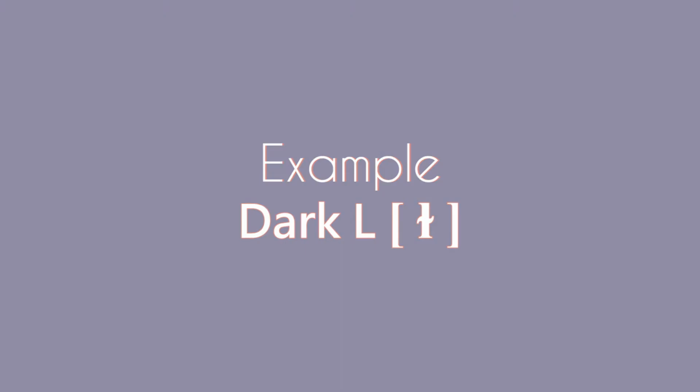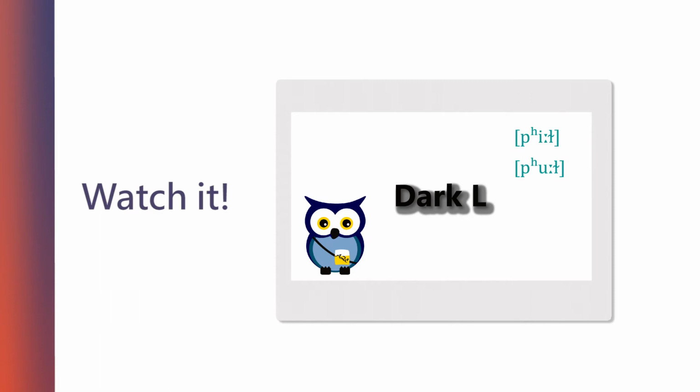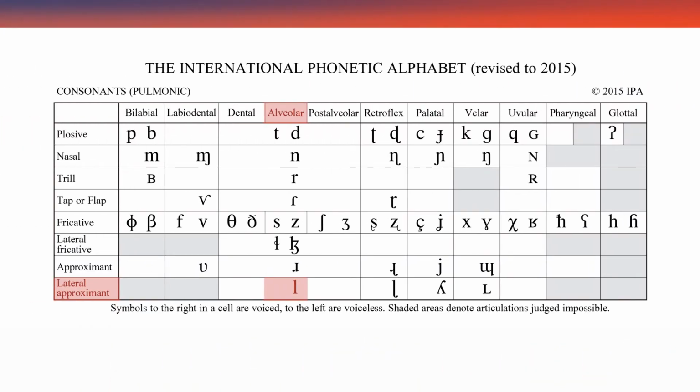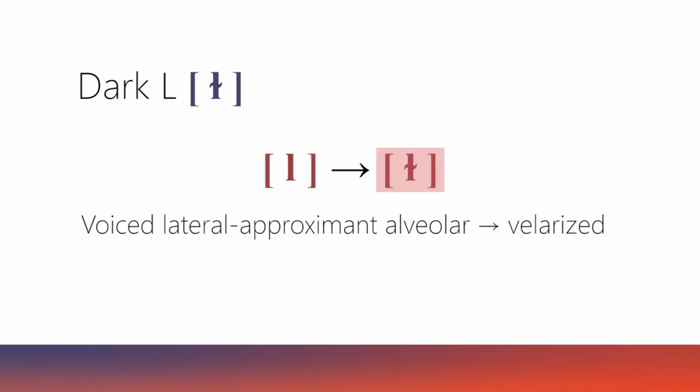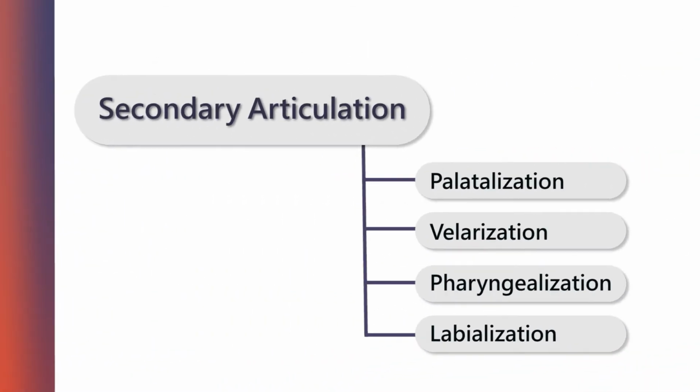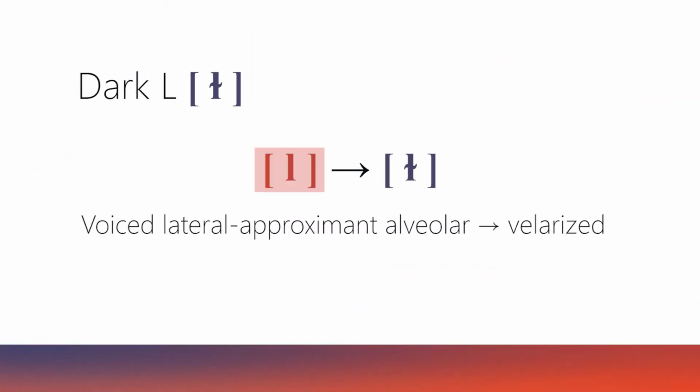For example, there is a video in which I discussed the dark L. In the articulation of the dark L, you have a primary articulation which you can figure out by looking at this consonant chart. So dark L is still a kind of L. What are the phonetic features of L? It's a voiced lateral approximant, alveolar, right? But then you can velarize this. One of the examples of secondary articulation is velarization. So if this undergoes velarization, it becomes a dark L.